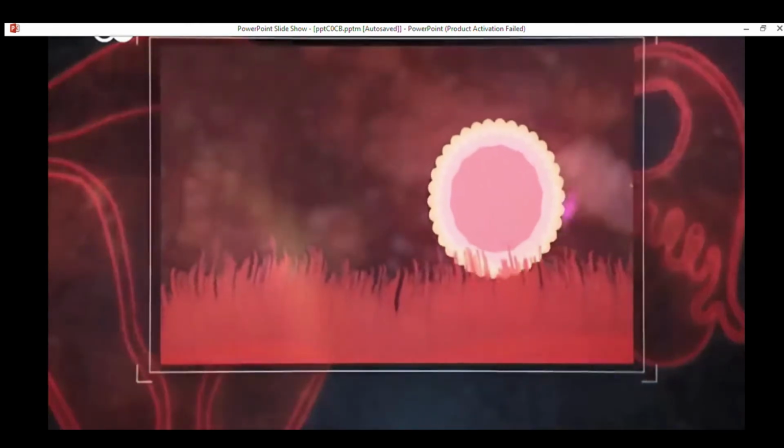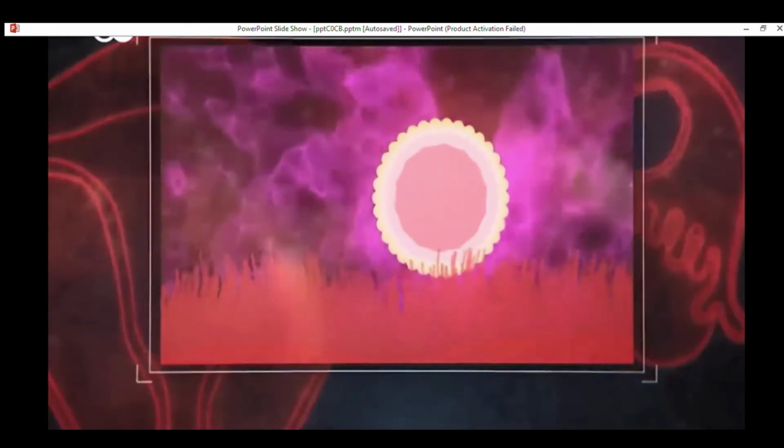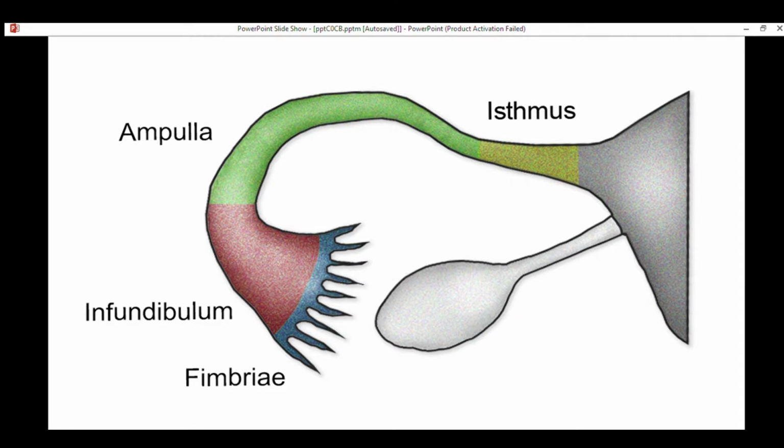The egg is covered with a layer of cells called corona radiata. One important thing to mention here: fertilization occurs in the ampulla of the fallopian tube. This is the infundibulum, and this is the ampulla. Here the fertilization occurs. The egg is waiting here for the sperm, and the sperm comes and they fertilize in the ampulla. Then the fertilized egg moves into the uterus to get implanted.